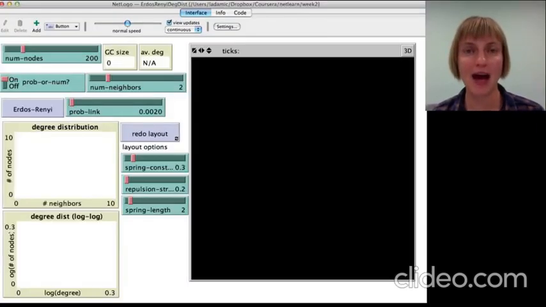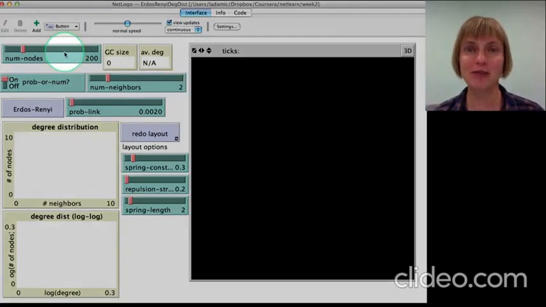Now let's look at a NetLogo simulation of the Erdős-Rényi random graph. As I discussed already, there are just a few parameters to set. We have the number of nodes. Here I've chosen 200 nodes. And we can decide whether we want to set the probability of any two nodes being connected, or the average number of edges or number of neighbors per node. Here I'm going to select the probability. And I use this slider to adjust the probability, starting out with just a 0.2% probability of any two nodes being connected in this 200 node graph.